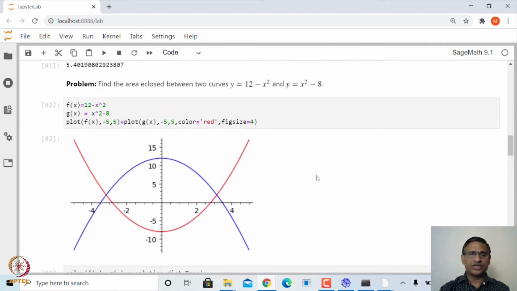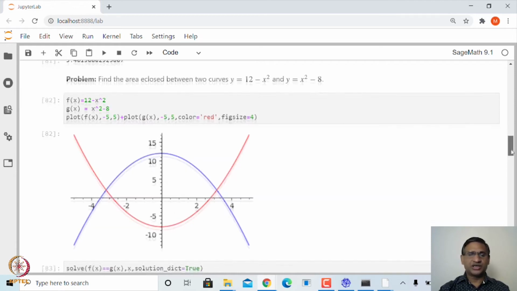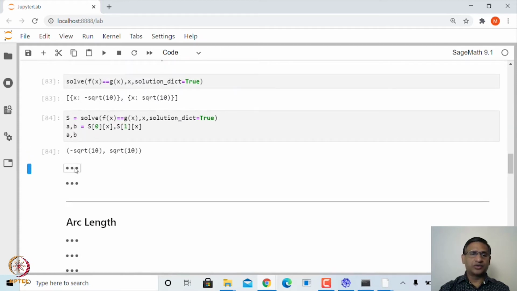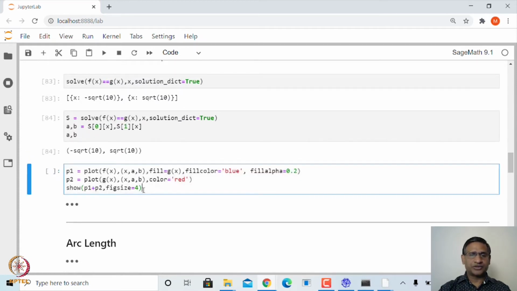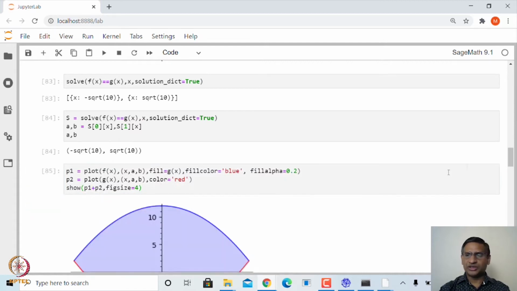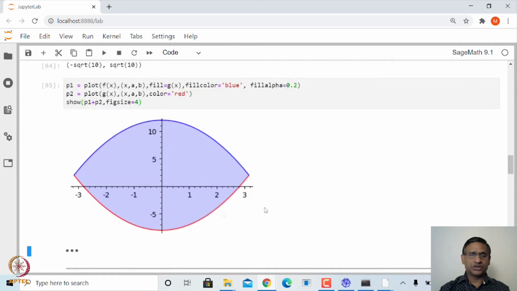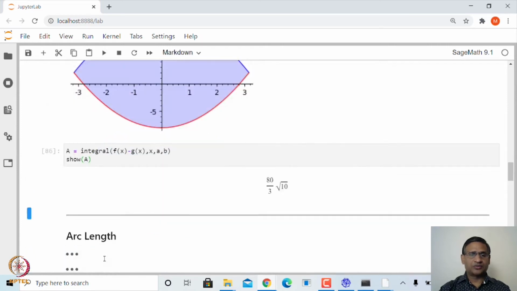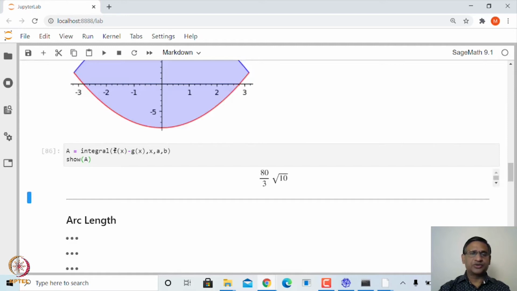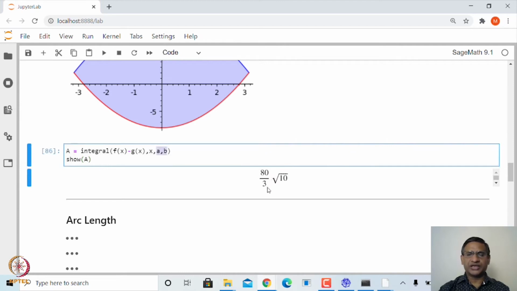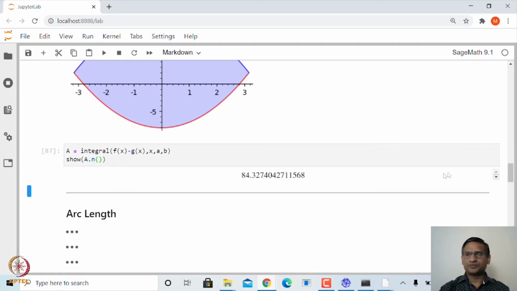Here you can see the blue one, which is the graph of f(x), is above the graph of g(x) in this region. Therefore, to find the area, first we plot the shading of the area between these two curves, and then we simply take the integral of f(x) minus g(x) from a to b, and that integral is 80 upon 3 square root 10. If you want, you can use dot n, and this will give you the numerical value.